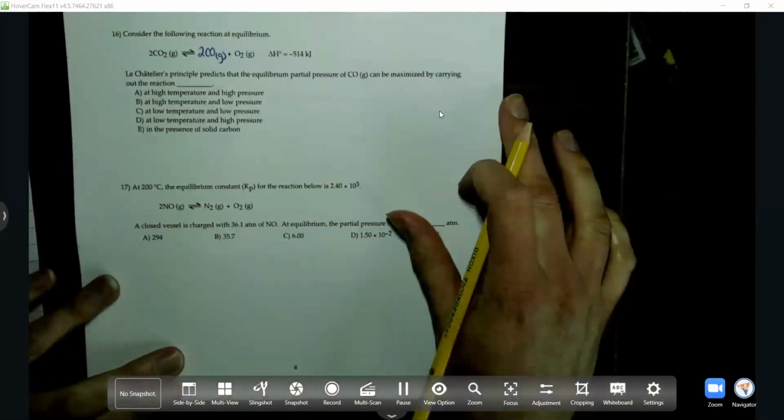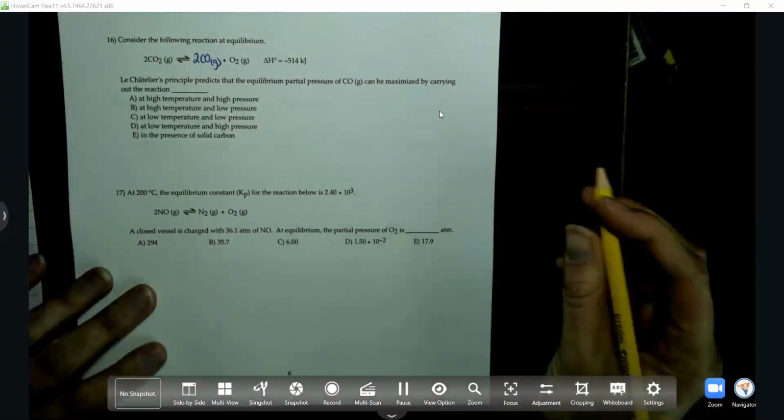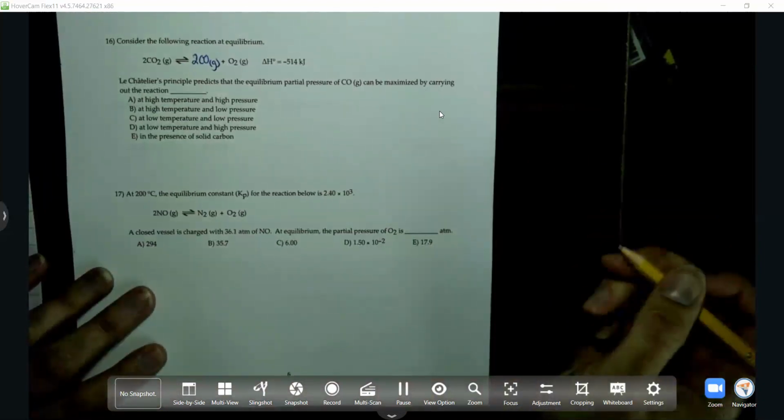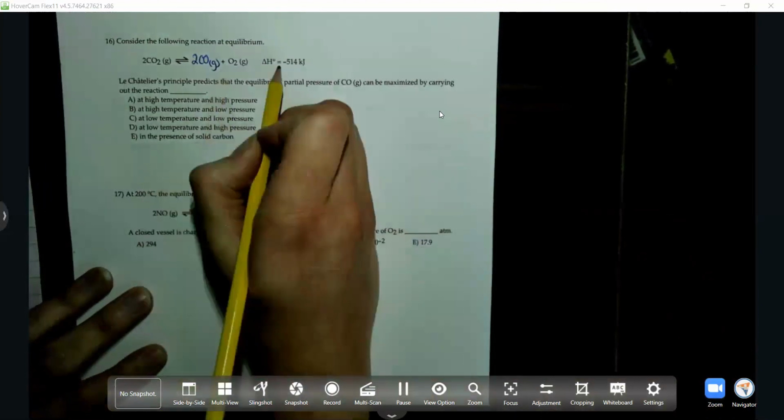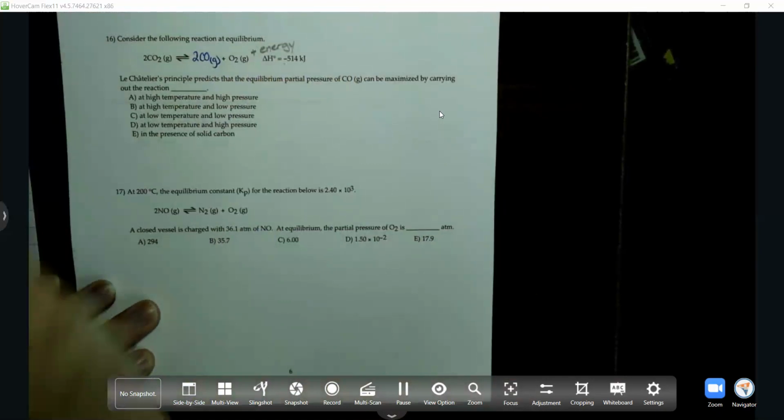All right, number 16. Again, this is a Le Chatelier's principle question, and I'm going to do the same thing. I'm going to add energy. This is giving us the delta H rather than saying it's endo or exothermic. If delta H is negative, that's an exothermic reaction. So we have plus energy on the product side. Heat is evolved when this reaction occurs in the forward direction.